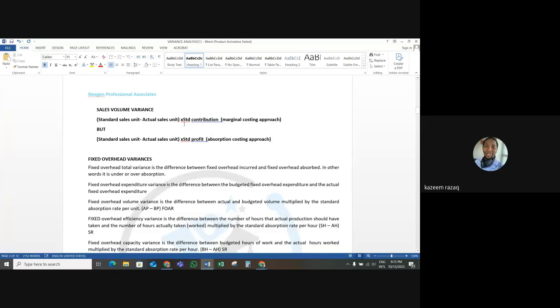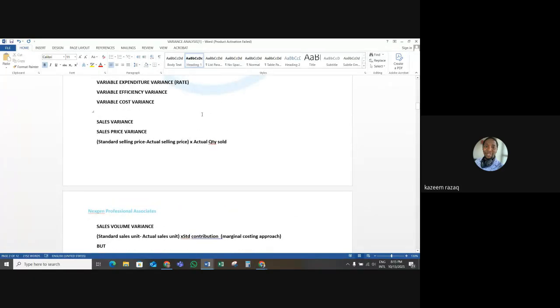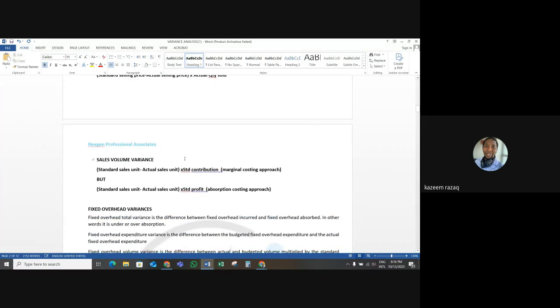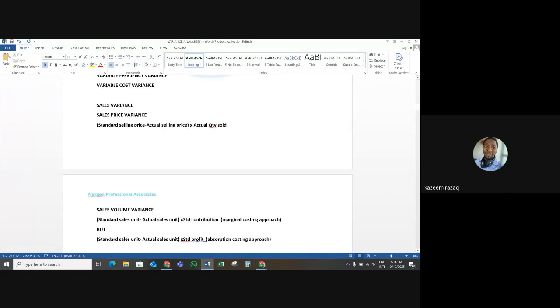Now, you can also have your material variance. Your sales variance can be sales price variance, which is that standard selling price minus actual selling price times actual quantity sold. And also you can have the sales volume variance, which is the standard sales unit minus the actual sales unit multiplied by standard contribution, not standard selling price. For the volume, it will not be times standard selling price. No, it will be times standard contribution.